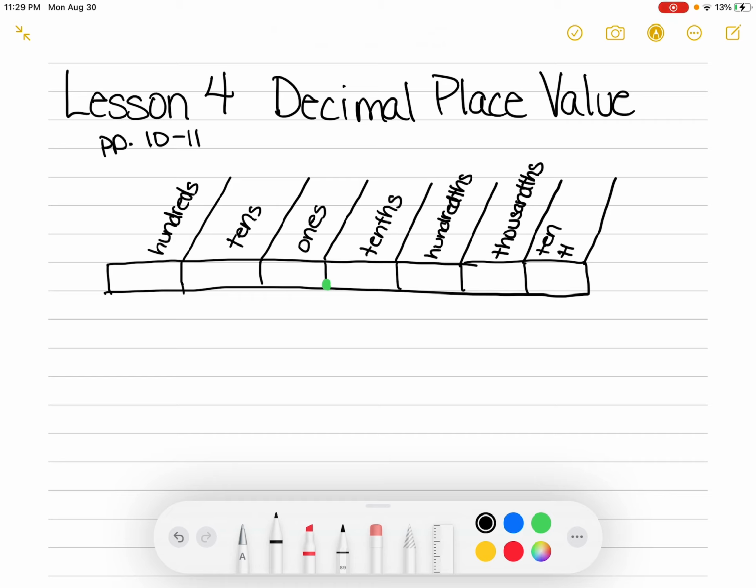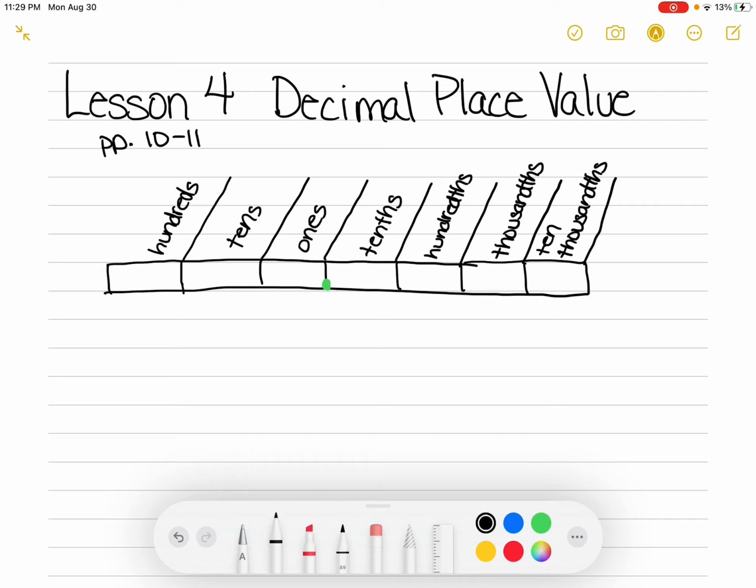And if we had more places, they would just keep going. The next one would be 100,000ths. Then we would have millionths. Okay, so they keep going as far as they can go. But for our purposes here, we're only going to go 4 places past the decimal point. Okay, so those are our place values.